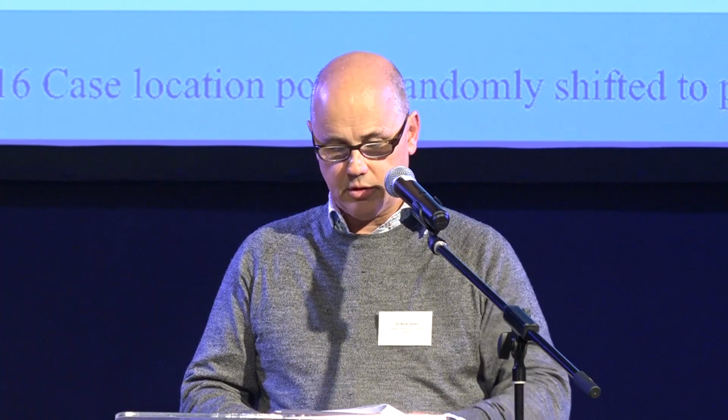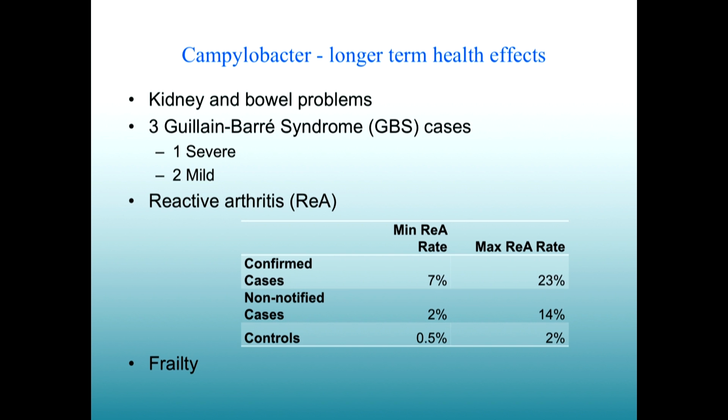Subsequently, this map just shows that actually it wasn't just people in Havelock North. There were people who had consumed water from Havelock North who resided in Havelock and further in Hastings and further away. Subsequently, there have been people suffering longer-term effects. Depending on how you measure it, between 2 and 23% of people developed some kind of arthritis as a result, most of which would have been resolved, but some would have had longer-term issues. Kidney and bowel problems occurred at the time, and 3 people developed a neurological syndrome that causes partial paralysis. One was severe enough to need ventilation.